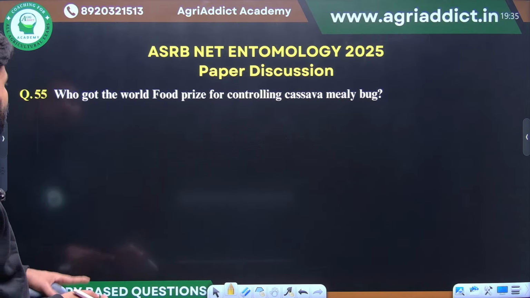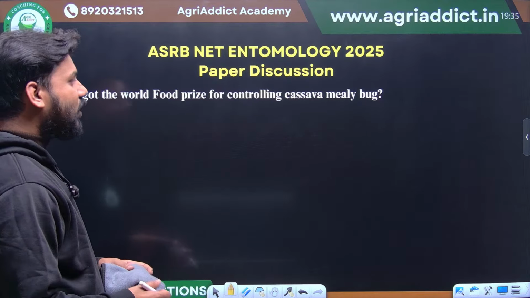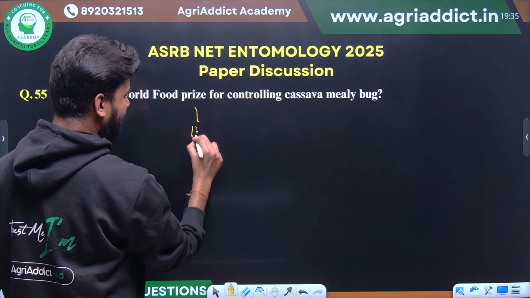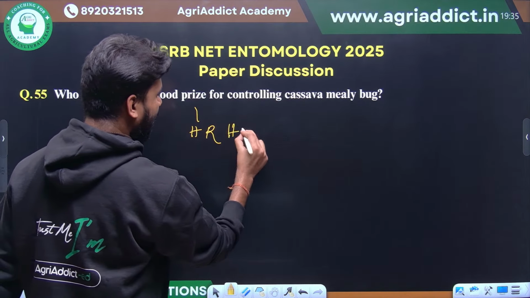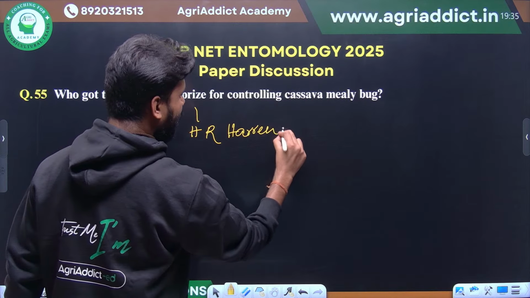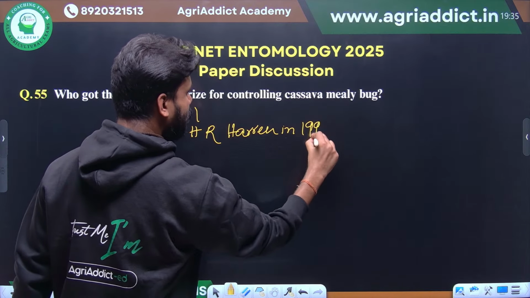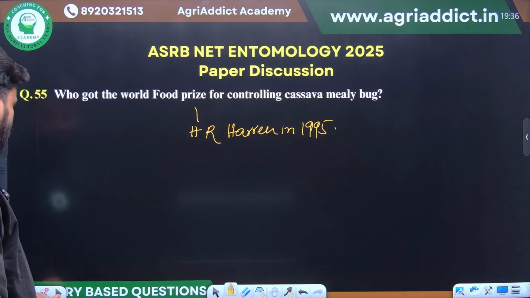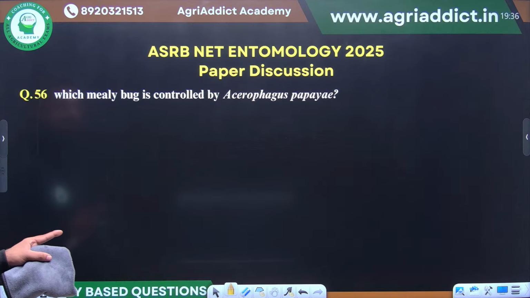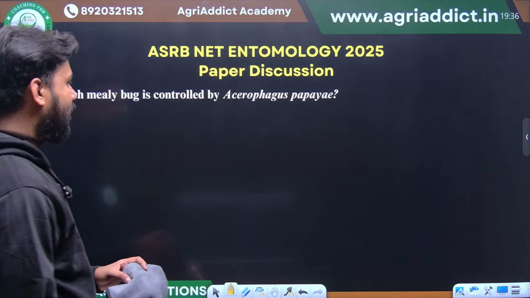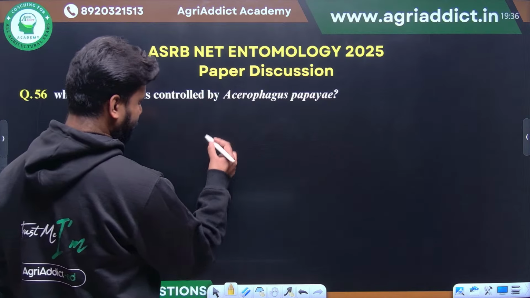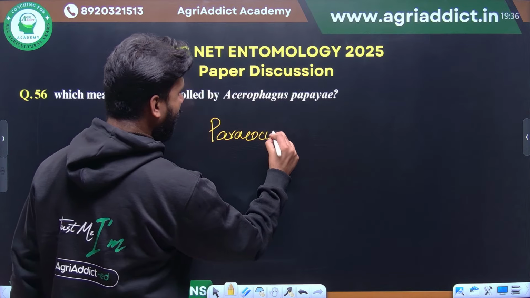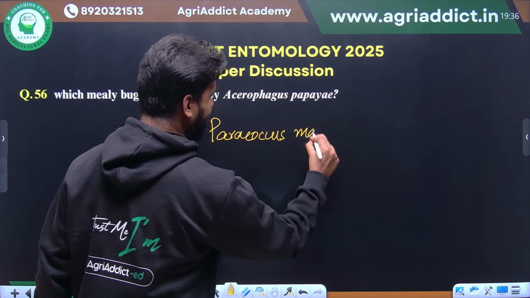Next question is, who got the World Food Prize for controlling cassava mealybug? So it is very easy. That is H.R. Herren in 1995. Now coming to the next question, which mealybug is controlled by Acerophagus papayae? That is the papaya mealybug, Paracoccus marginatus.